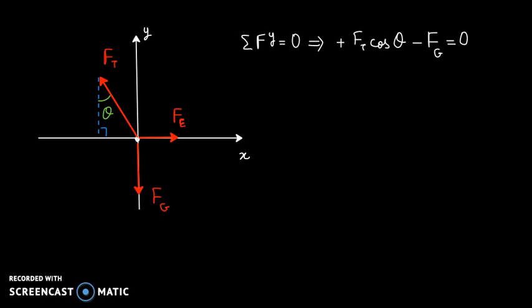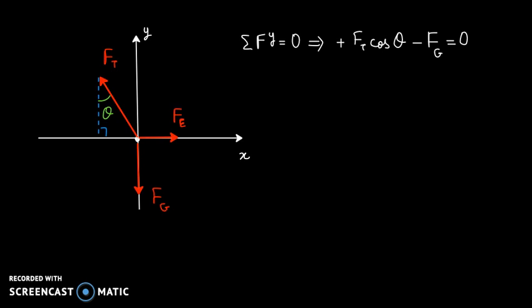And then, based on my free body diagram, I expand the net force side of the equation. And again, this Greek letter, capital sigma, means sum. So sum of the forces in the y direction equals 0. So I have the y component of Ft pointing up. So that's positive. That's plus Ft cosine theta minus Fg, because Fg is pointing down, equals 0.